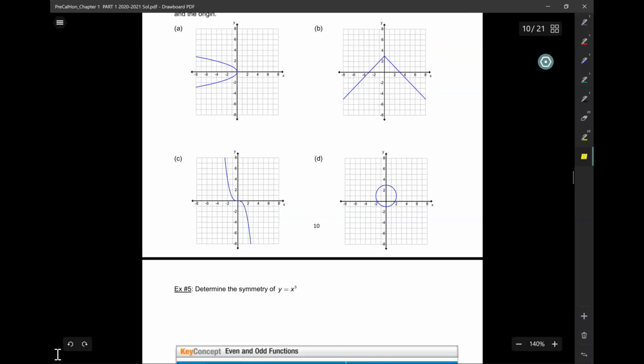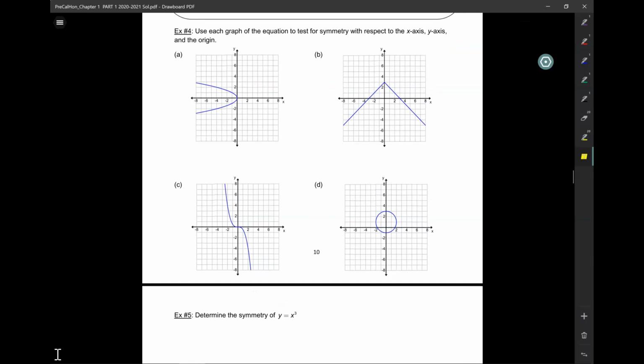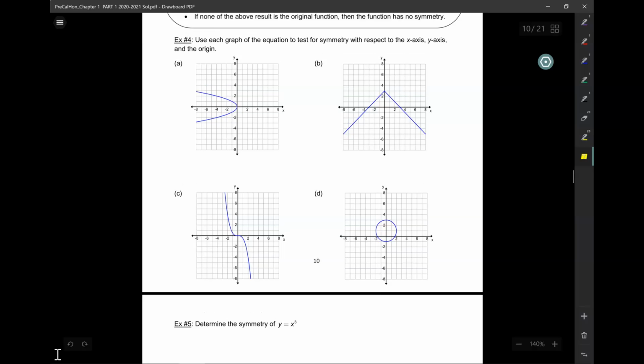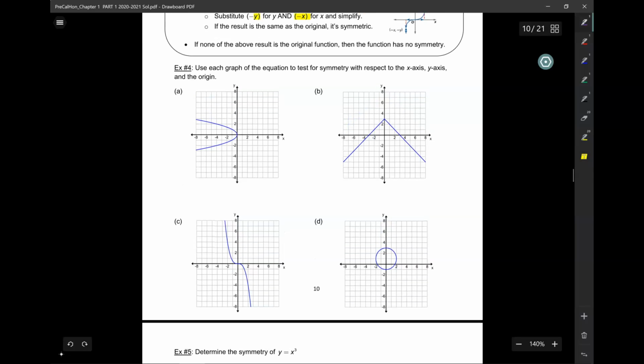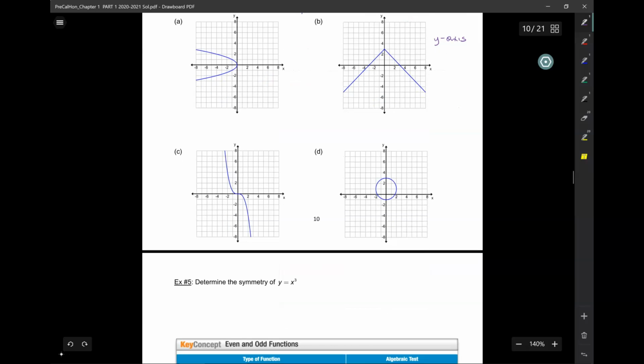Let's do a couple where we just look graphically. Take a look at A. Does that have symmetry? Yes, it looks like it's symmetric around the x-axis. So I say this has x-axis symmetry. B, it's symmetric around the y-axis. C, it's symmetric around the origin. D is just symmetric around the y-axis.